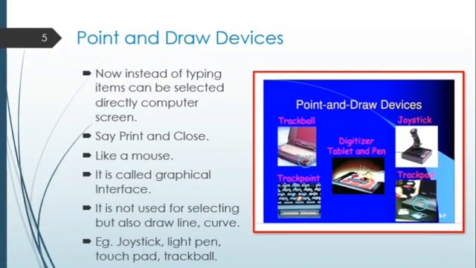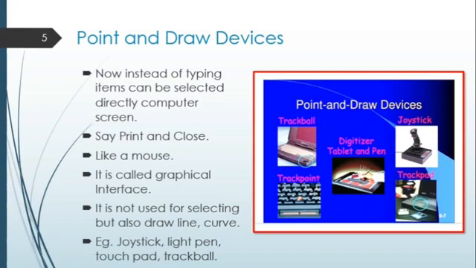Now point and draw devices. Instead of typing, items can be selected directly on the computer screen. What can the user do? He or she does not need to type from the keyboard, and can directly give input from some devices, like a mouse, to print and close. This is called a graphical interface, where the computer takes input directly.